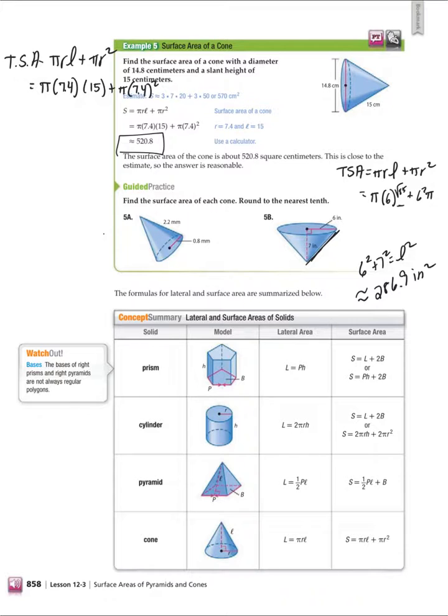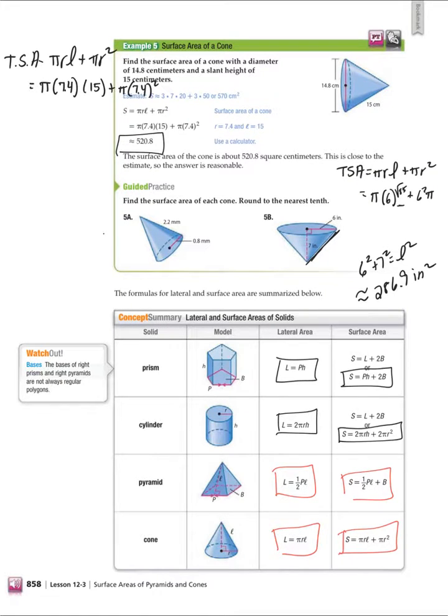Now look at the bottom of this page. There's a beautiful chart here that's going to help you memorize these formulas. And look at how they're related. The prism and the cylinder are closely related, and then our pyramid and our cone are closely related. You're going to have to memorize those. You will not have a formula sheet. You're going to learn these because you're honor students and you need to be able to know these or figure them out, okay, because we're looking at ways to figure them out.